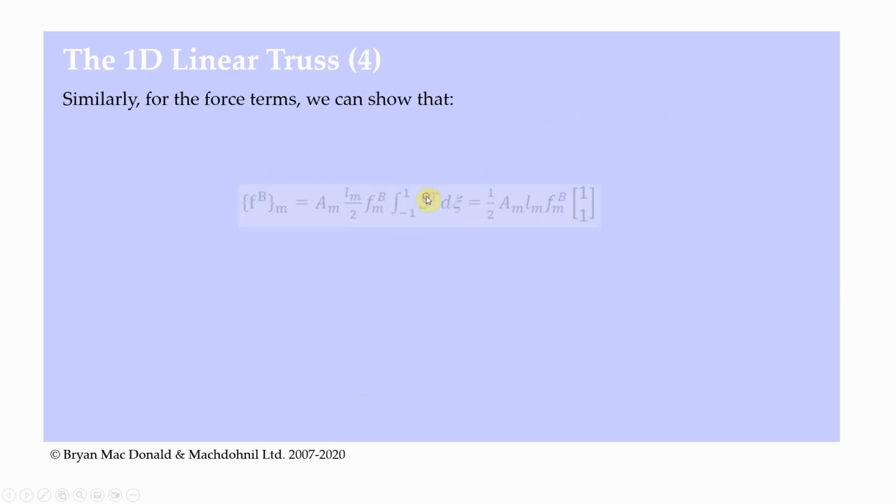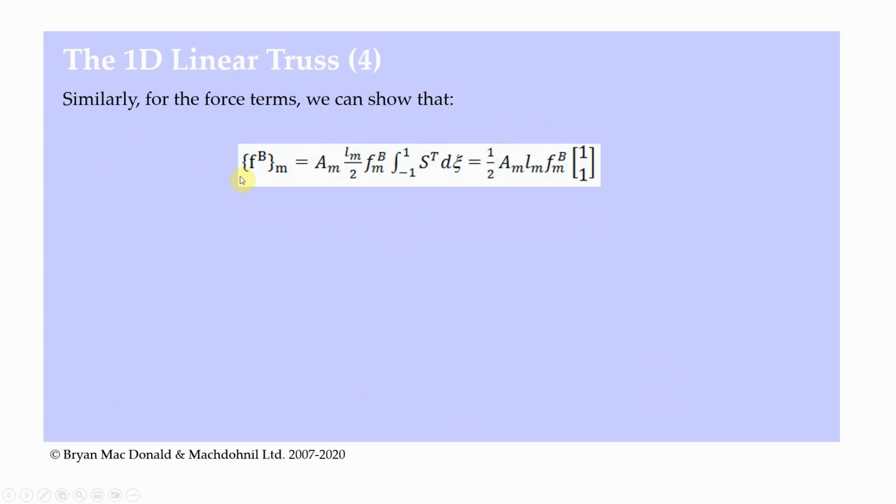Similarly for the force terms, if we have the body force term, it's going to be the area times the length divided by 2 times the body force that's applied to the element, and how it's split out between the nodes is given by this equation here. If we work all this out, we get a half AL body force per unit volume, 1 and 1. What that means is if a body force is applied to the element, that's how it's split to the two nodes.